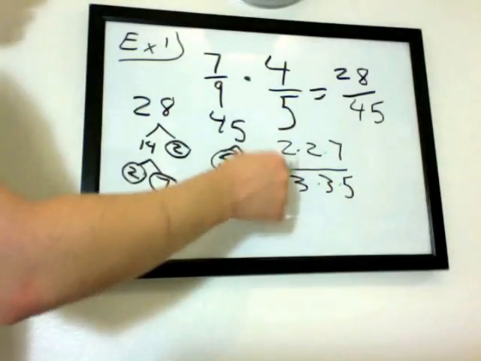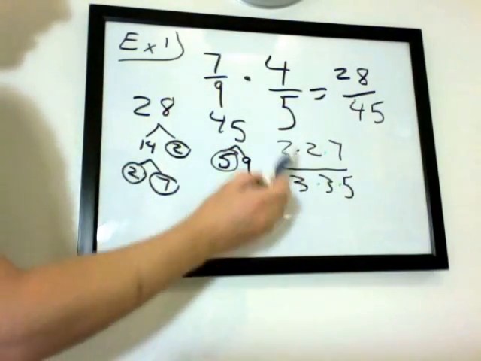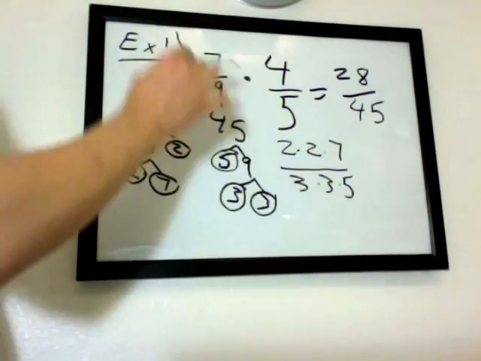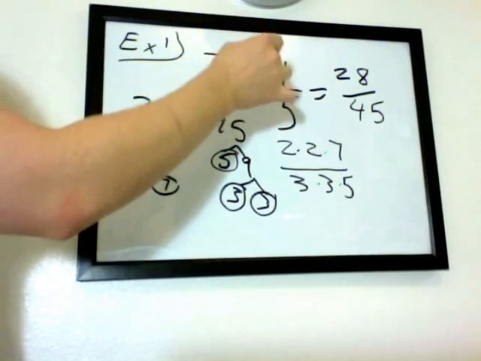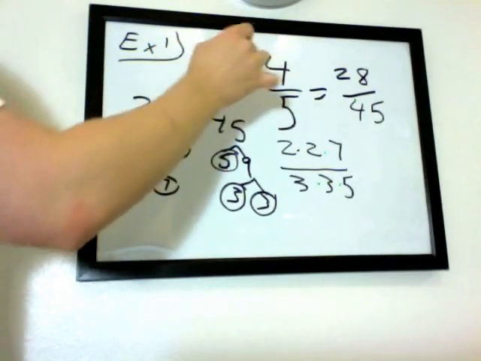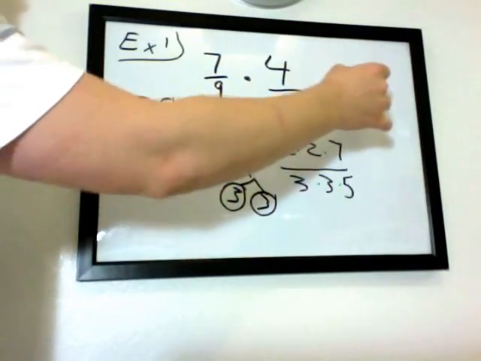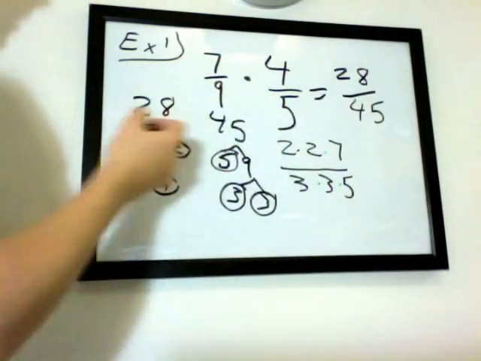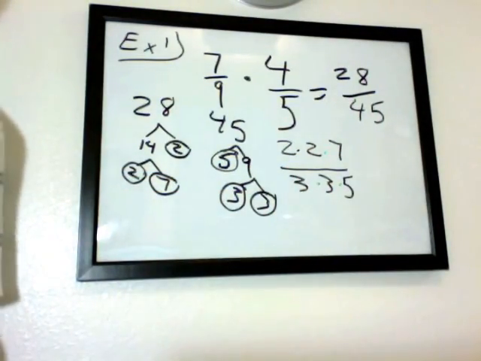We see that nothing cancels. Nothing from the top is on the bottom. So this is our simplified fraction. So what we have is 7 ninths multiplied by 4 fifths. Multiply the top, 28, and the 9 and the 5 multiplied together equals 45. See if it simplifies. Write out the trees. See if anything cancels. And that's it for this.